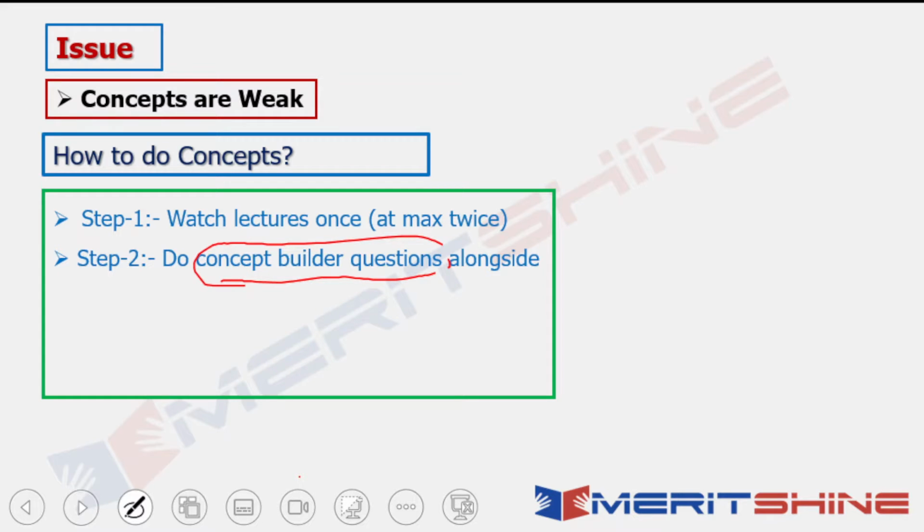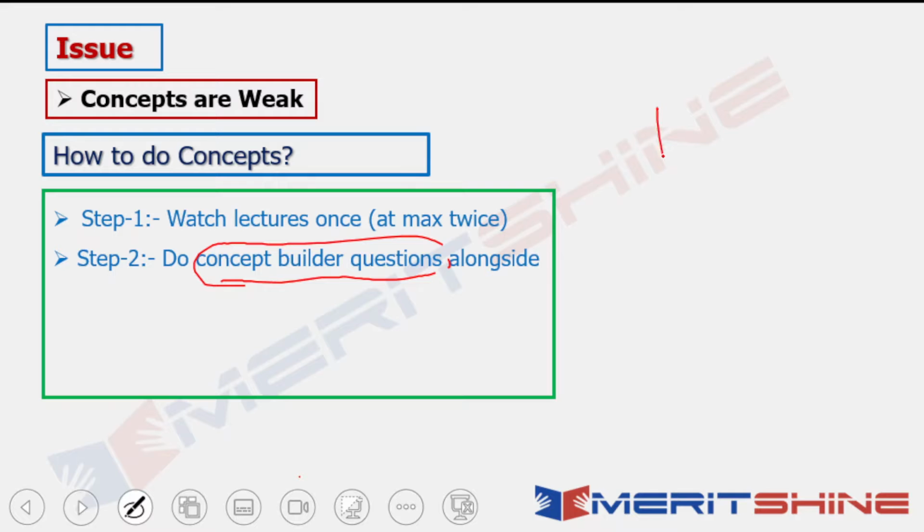Now, normally when we have our classes, after every relevant concept class, there are relevant concept builder questions, right? Therefore, I stated concept builder questions. They can be under any name in your test series or in your book, right? So you can practice from there. But the idea here is to understand the idea.